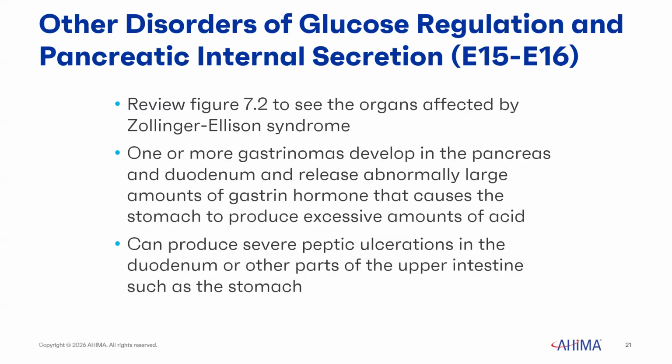Please review Figure 7.1 to see the organs that are affected by Zollinger-Ellison syndrome. One or more gastrinomas develop in the pancreas or duodenum and release abnormally large amounts of gastrin hormone that causes the stomach to produce excessive amounts of acid. This can produce severe peptic ulcers in the duodenum or other parts of the upper GI system.